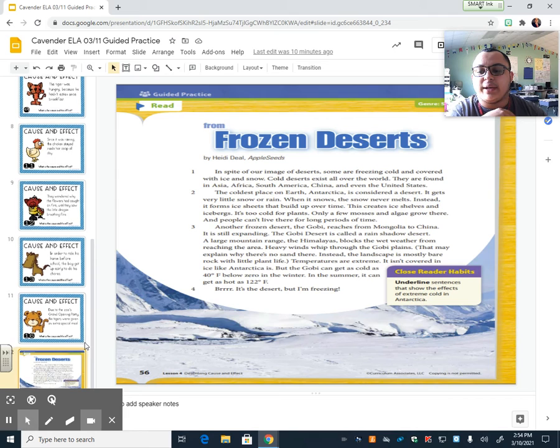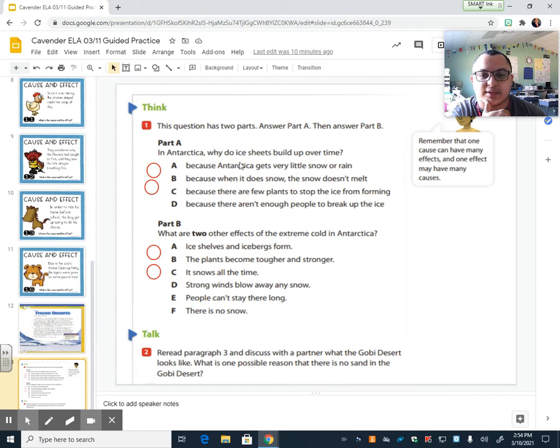Well, they build up over time because the ice never melts. Let's see if that's in our answer choices. Because Antarctica gets very little snow or rain. Because when it does snow, it doesn't melt. Because there are few plants to stop the ice from forming, or because there aren't enough people to break up the ice. Well, it even says in the text, because when it does snow, the ice never melts.